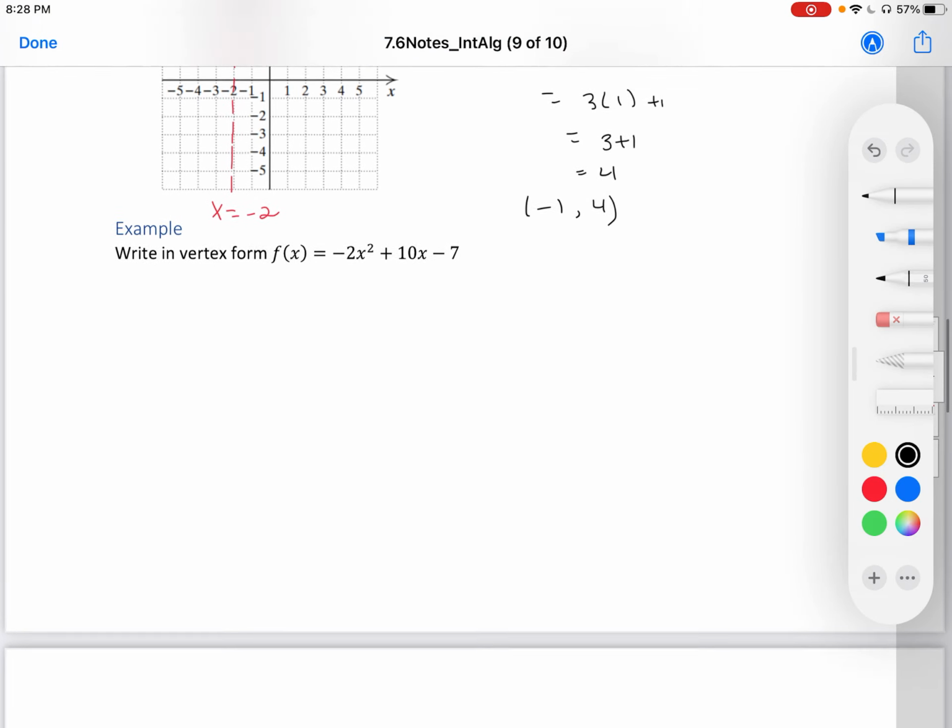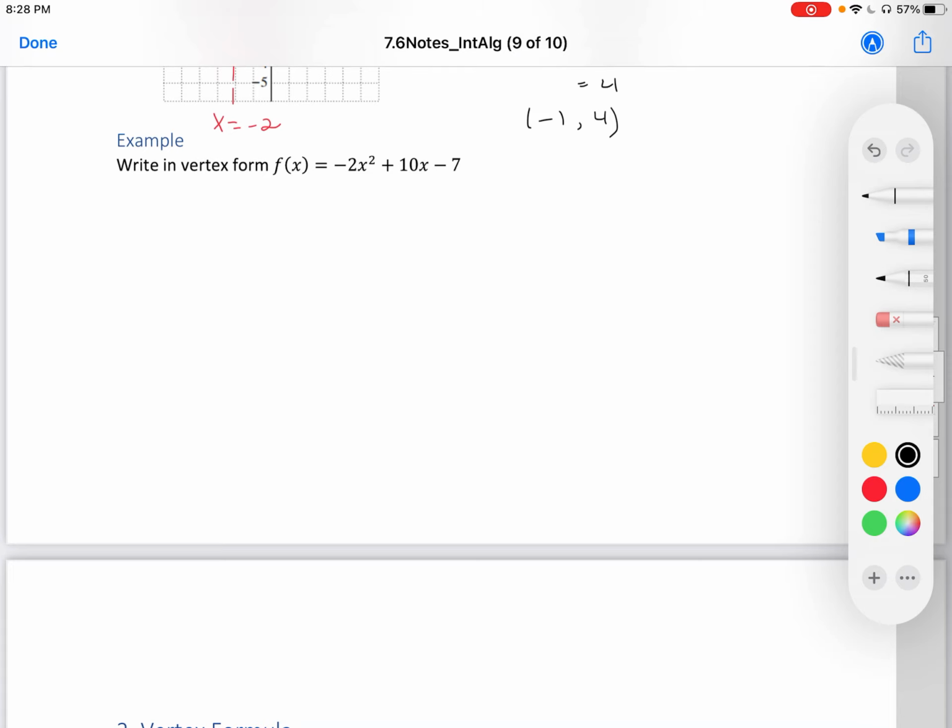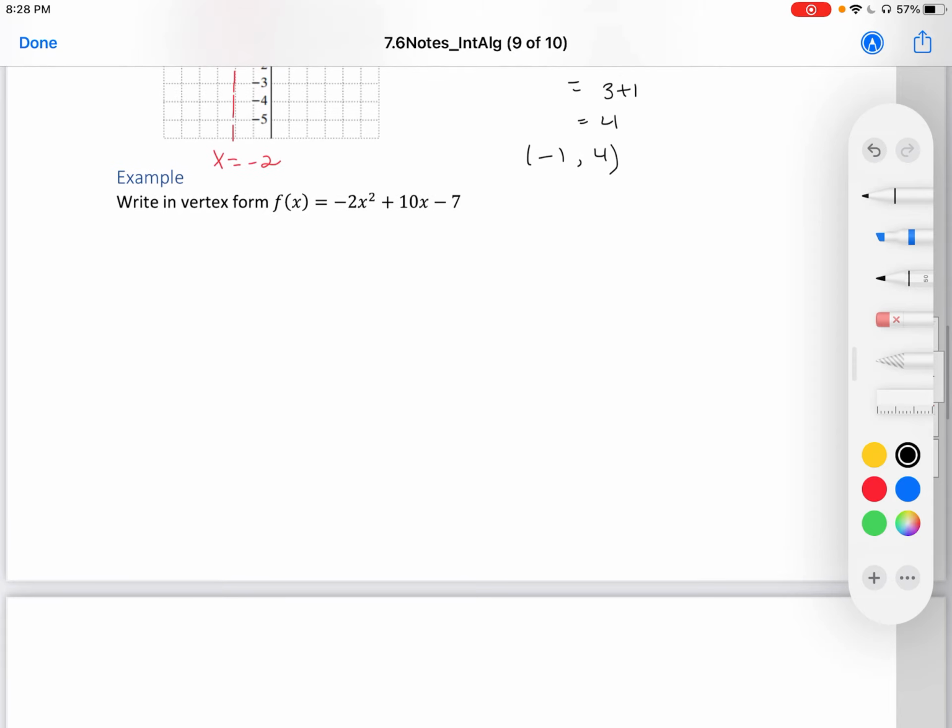Let's do one more. But instead of graphing, I'm asking that you simply write it in vertex form. All right, so same idea. We have f of x is equal, let's go ahead and group our x's together, -2x squared plus 10x minus 7. And let's go ahead and try to complete the square using our x's. Now we have to factor out our leading number. So I have -2 times x squared, 10 divided by -2 is -5x.